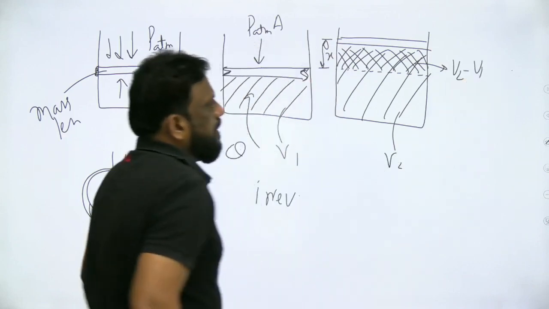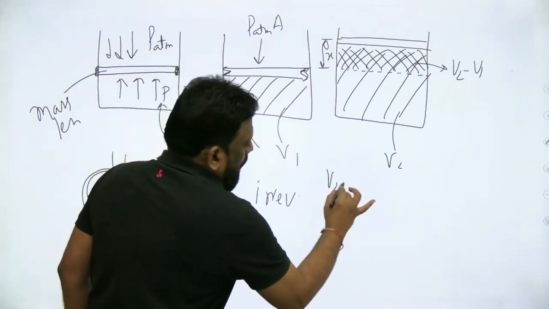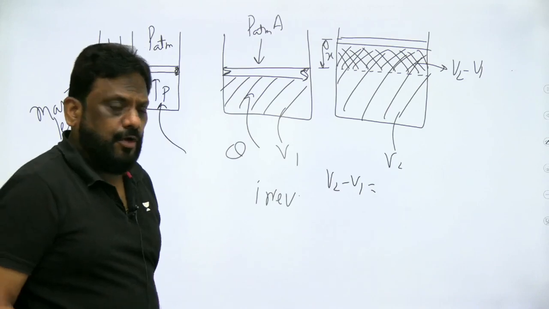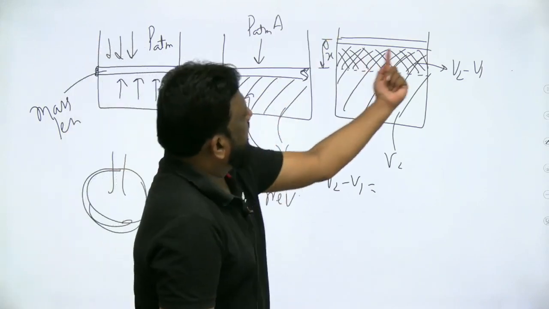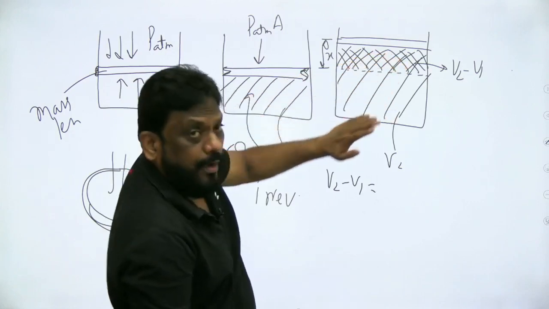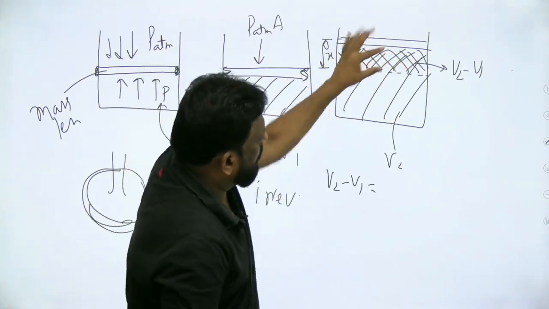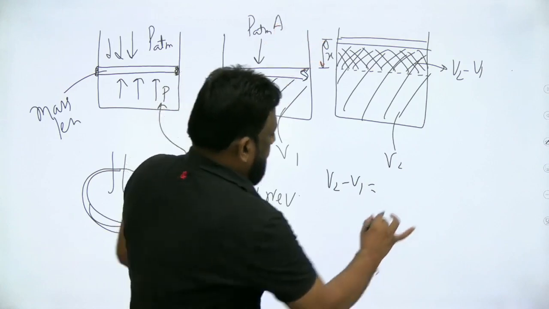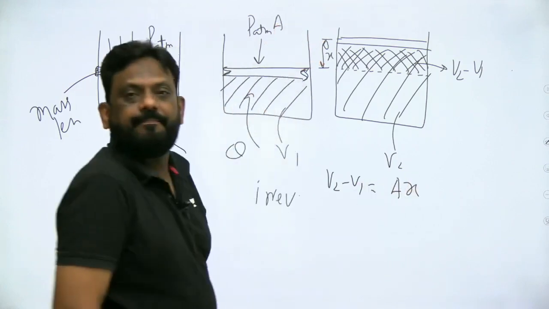Yes, my dear students. Can you give me what is the change in volume? It is this volume. This is the original volume and finally it is occupying this volume. What is the change in volume? It is this volume. So area into this length.